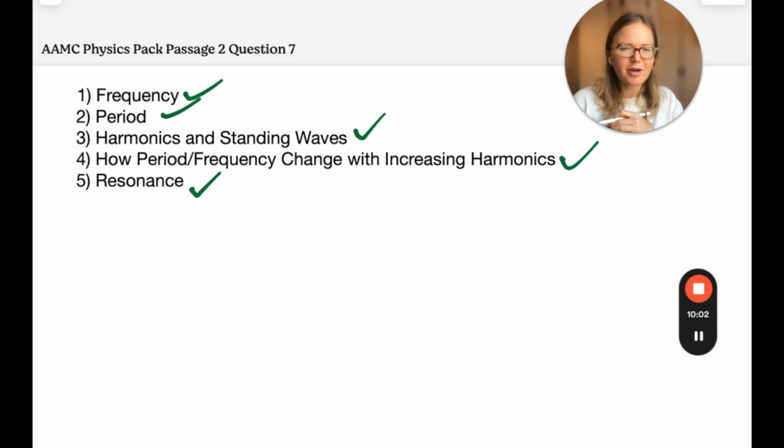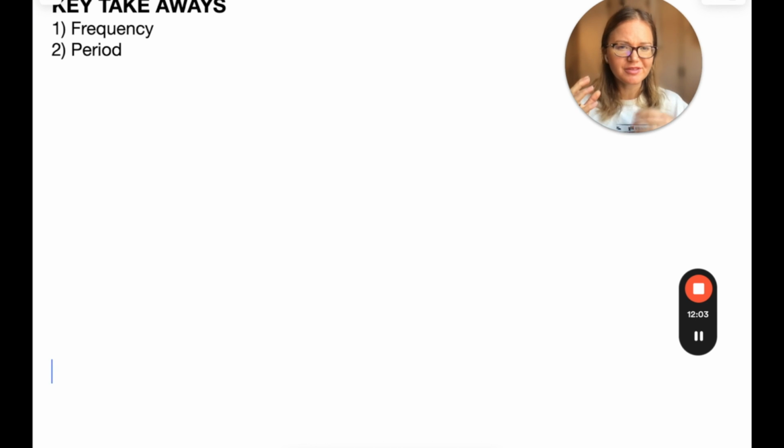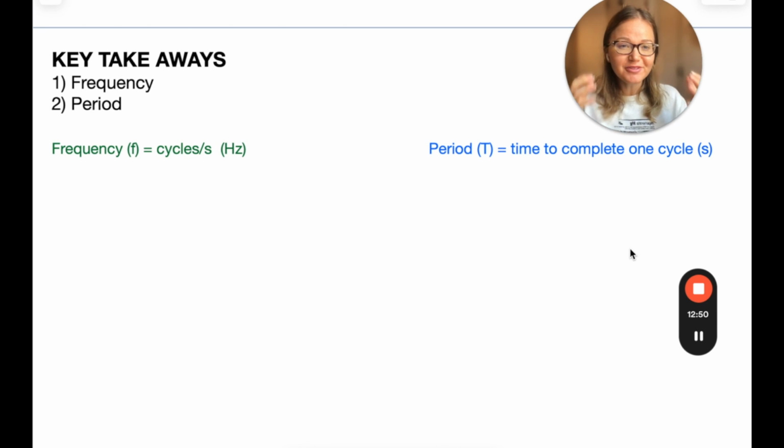Now let's do a quick recap of our key takeaways here that are going to help you prep for the MCAT. So to review, what's the difference between frequency and period? Frequency is how many cycles happen in a second. So in other words, how many wave cycles happen in 1 second. Our SI units to measure this are going to be hertz.